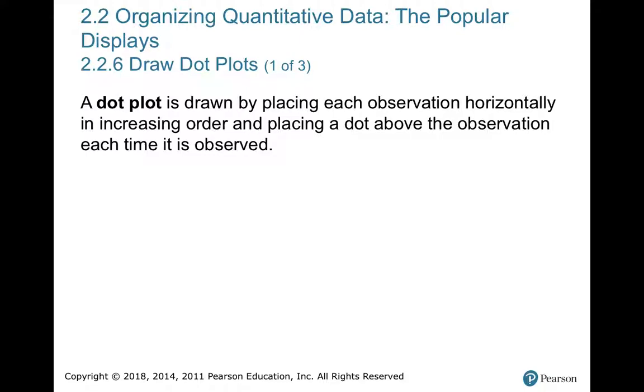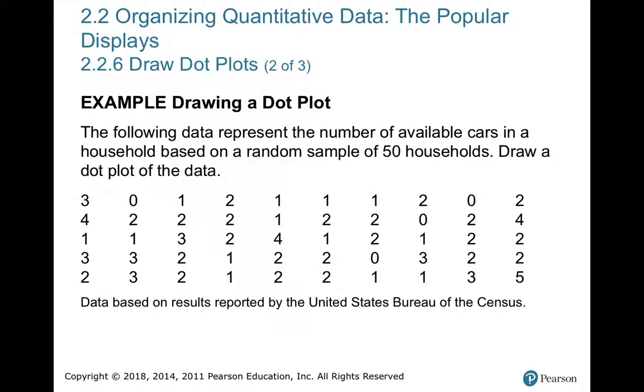A dot plot is drawn by placing each observation horizontally in increasing order and then putting a dot above it each time you observe it. So it's kind of like creating tallies, but we just do dots instead. So this is our data about those cars again. We did this as our very first example and made a histogram for it.